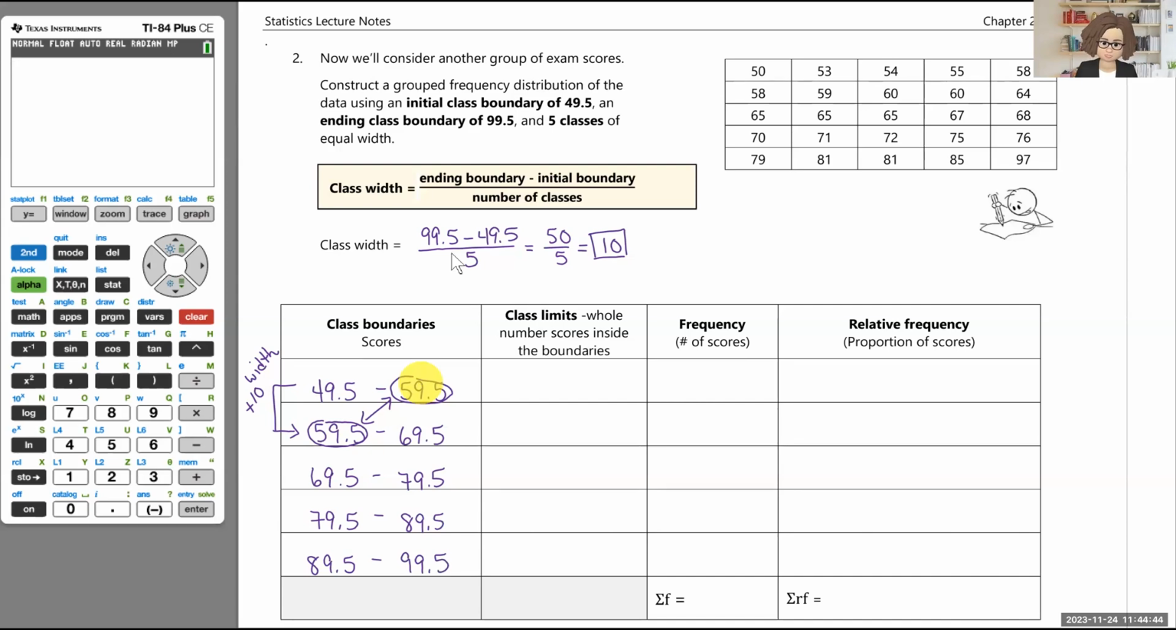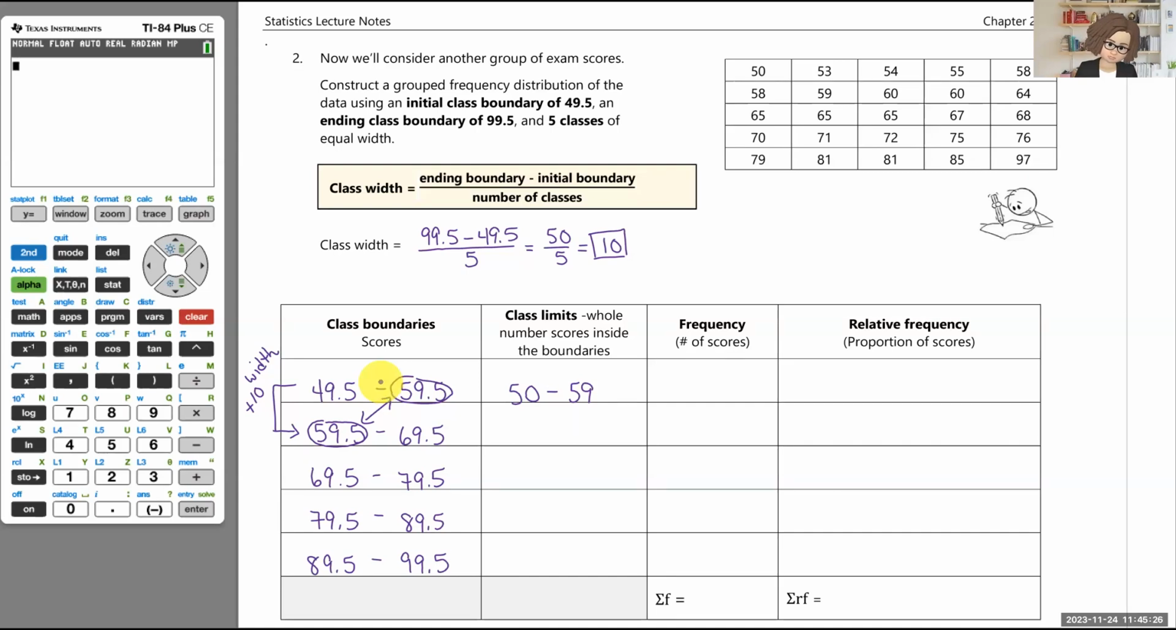So boundaries always end in a 0.5 here, but our data are whole numbers, so it's usually easier, I think, to write the limits instead of the boundaries. So the limits are the whole numbers that are inside of these boundaries, all the whole numbers between these values. So after 49.5 on a number line, the whole number next would be 50. And we have to say inside the boundaries. So right before you get to 59.5, that would be 59 as a whole number. So 50 to 59 are whole numbers between those boundaries.